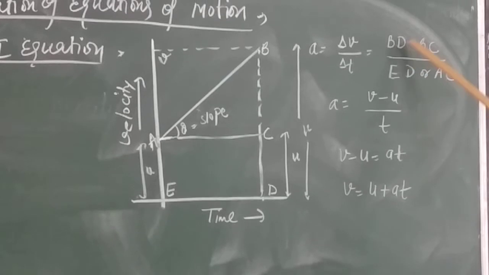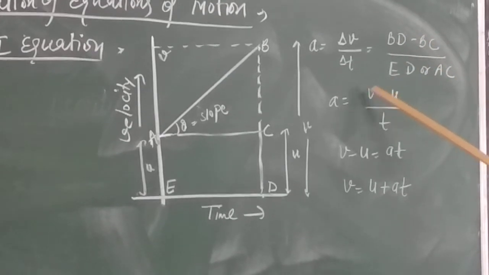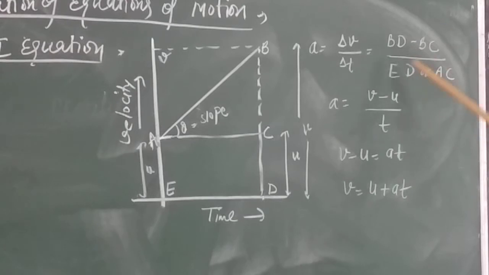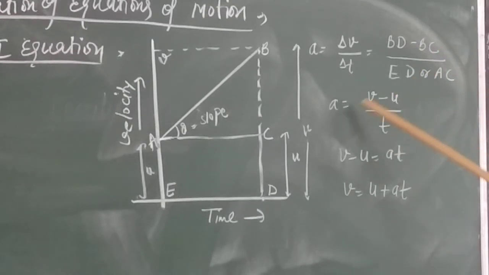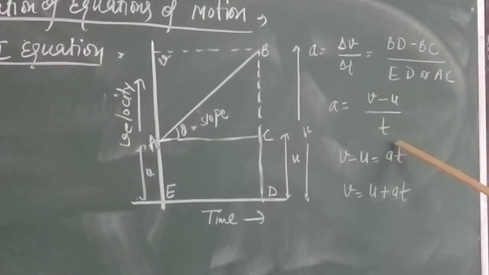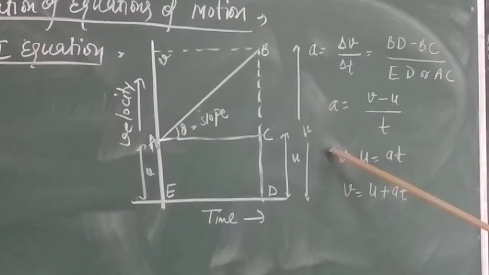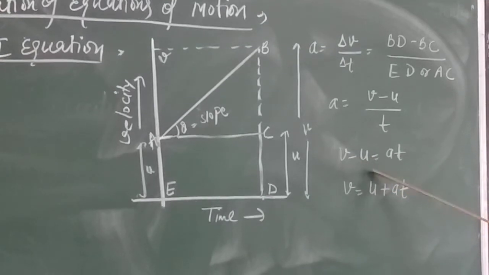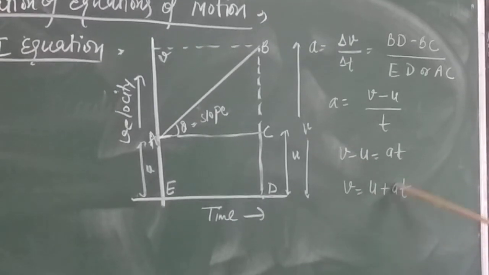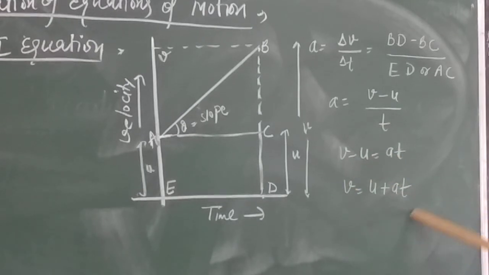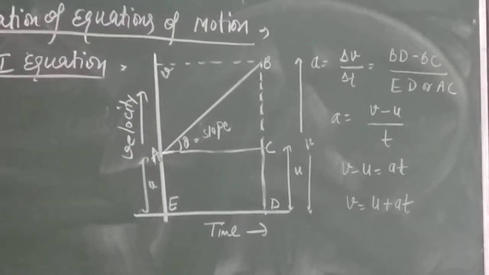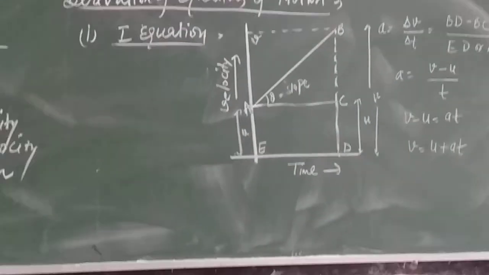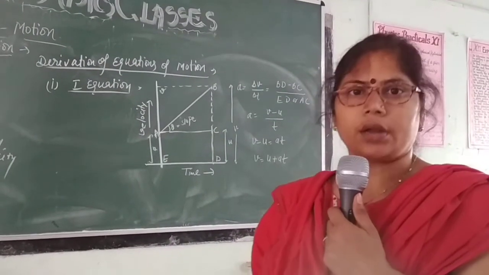Putting the values of BD and BC, we get v minus u upon t. Substitute the values of BD and BC, we get a is equal to v minus u by t. By cross multiplication, a into t is equal to v minus u, or v is equal to u plus at. v is equal to u plus at. This is our first equation of motion. Then this proves the first equation of motion by the graph between velocity and time.